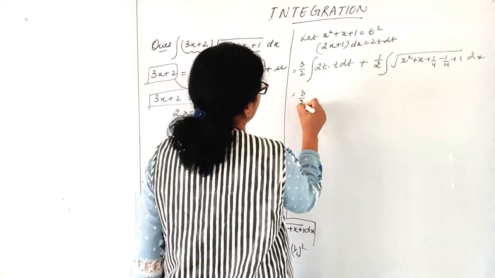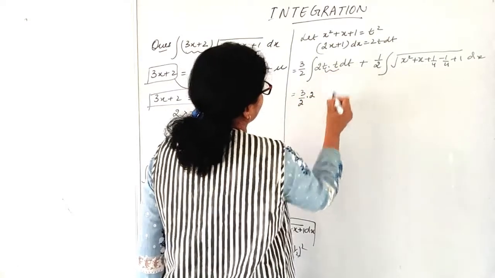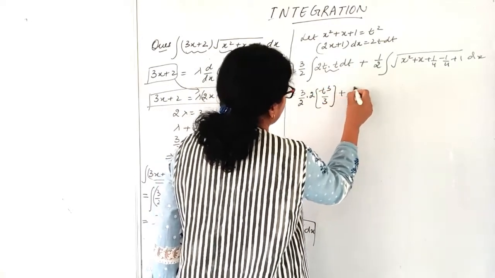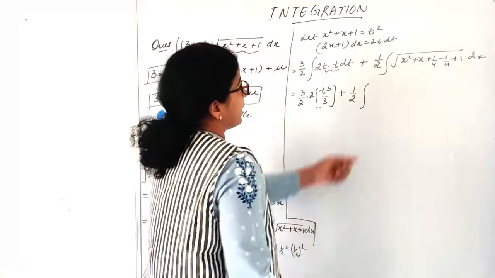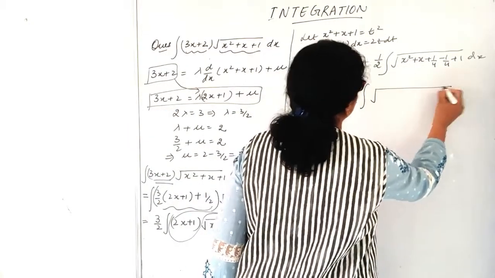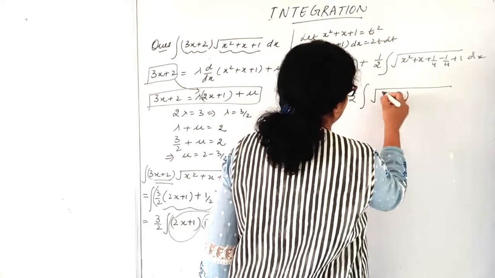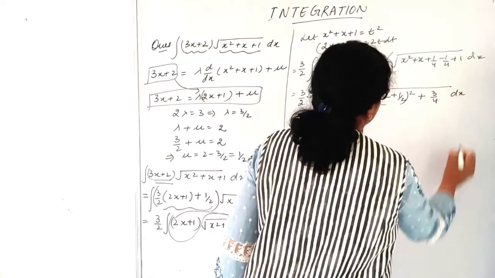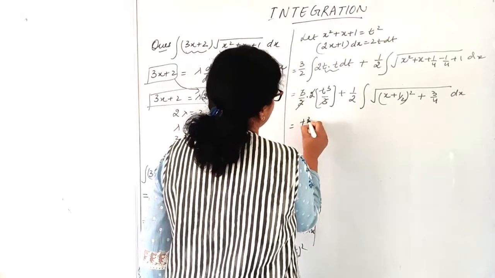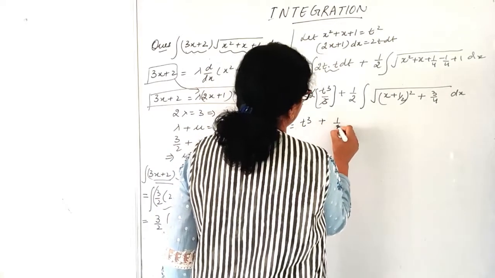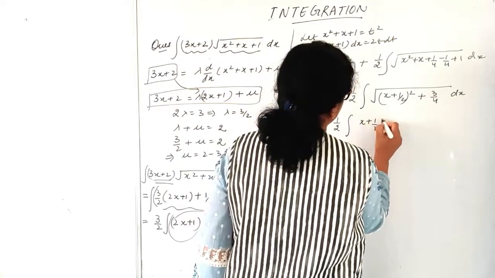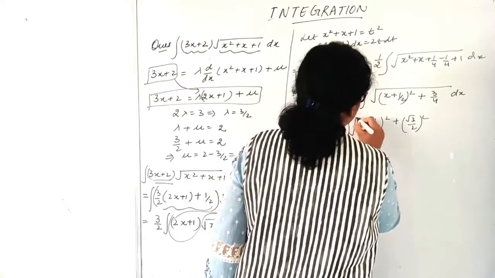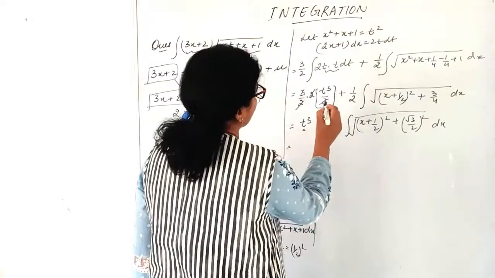Now 3 by 2 into 2, and integration of t square is t cube by 3, okay, plus 1 by 2 integration. This will become root x plus 1 by 2 whole square plus 3 by 4 dx, correct? So this becomes t cube plus 1 by 2 integration root of x plus 1 by 2 whole square plus root 3 by 2 whole square dx. Substitute the value of t.